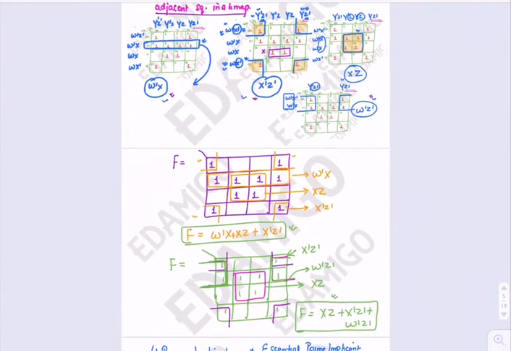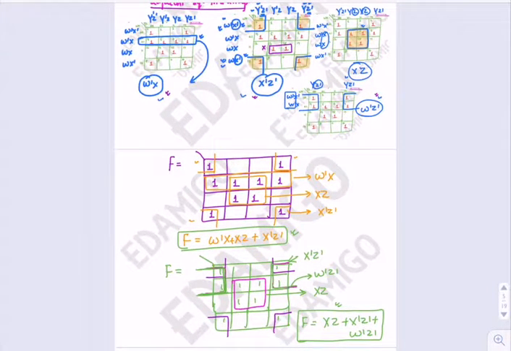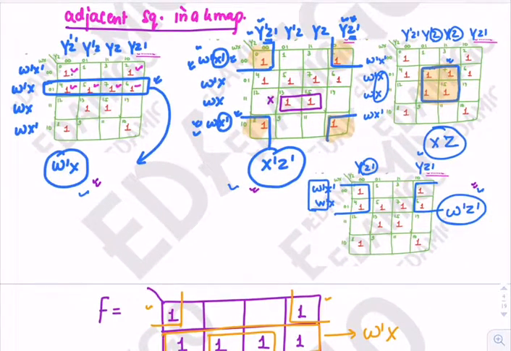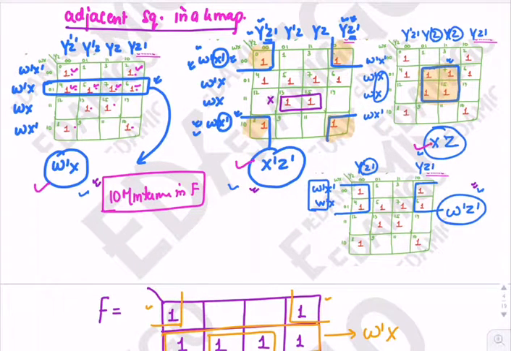In the function f, we have these min terms available. There were actually how many min terms? 1 2 3 4 5 6 7 8 9 10. There were 10 min terms in function f. And we have seen that these 10 min terms are covered by four prime implicants. This is 1, this is 2, this is 3, and this is 4.